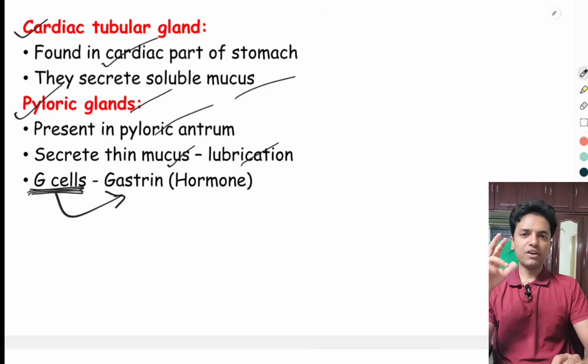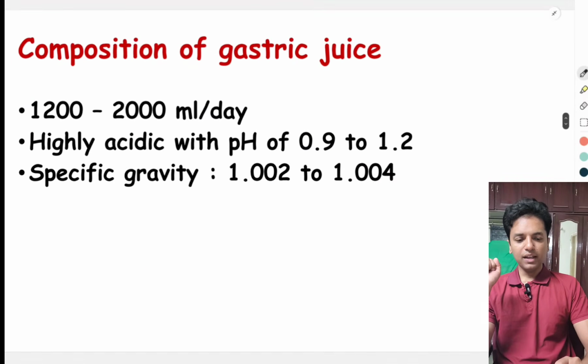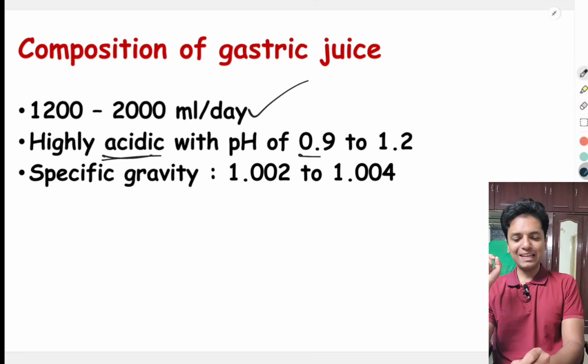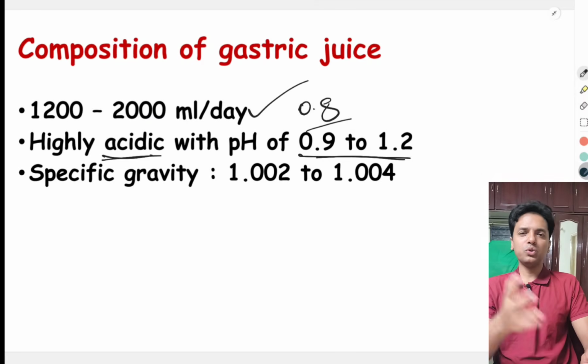So this is regarding the functional anatomy of the stomach, in which we have discussed the parts of the stomach grossly, and also the glands which are important for us. Next, let's dive into the composition of the gastric juice. Around 1200 to 1500 ml of gastric juice is produced per day, and the pH of this gastric juice is highly acidic, ranging from 0.9 to 1.2. Few books also mention 0.8. You can write either 0.8 to 1.2 or 0.9 to 1.2.